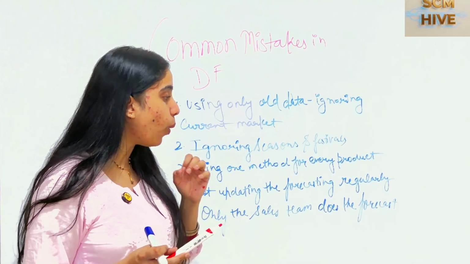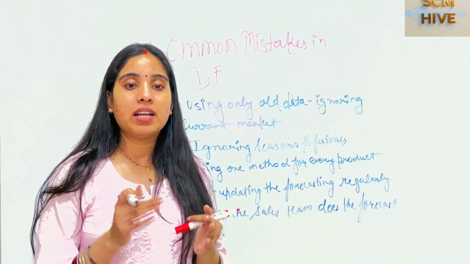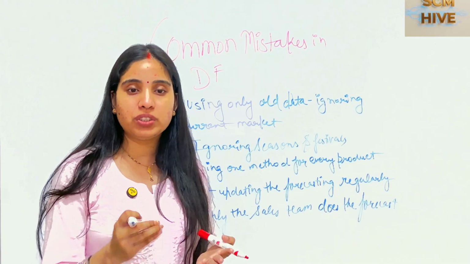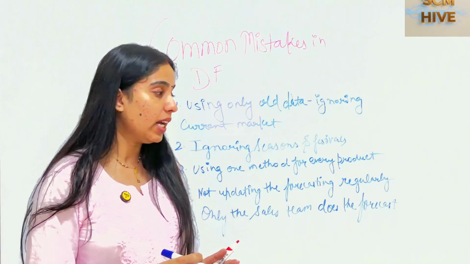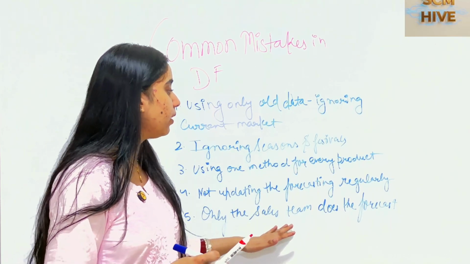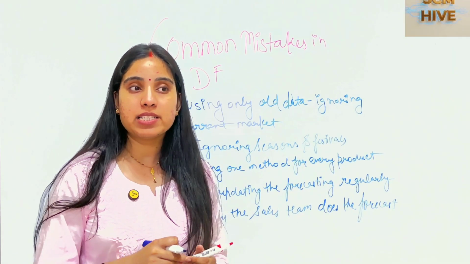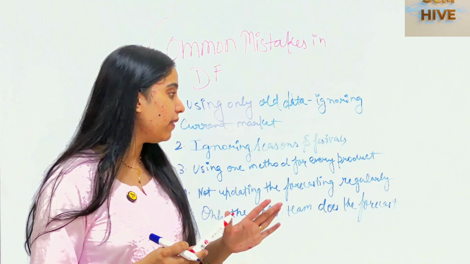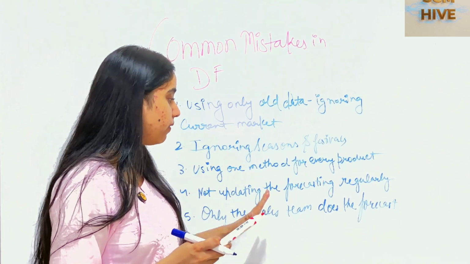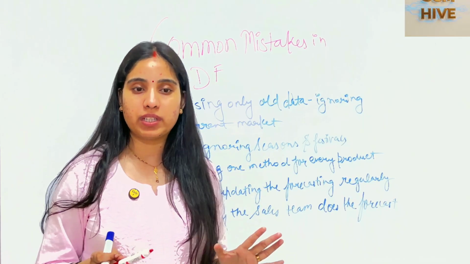The next is only the sales team doing the forecast. In this case, supply chain, finance and operations must all be involved. If we depend only on the sales team, we will not see the exact picture in terms of supply chain, finance and operations. It will always help to find the best figure for the forecasting.